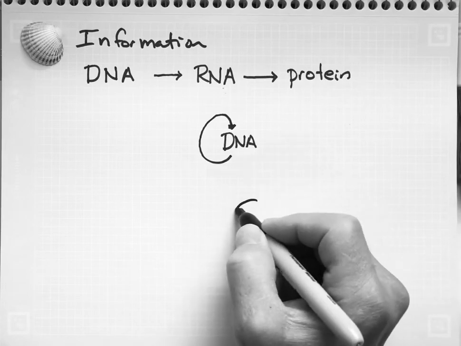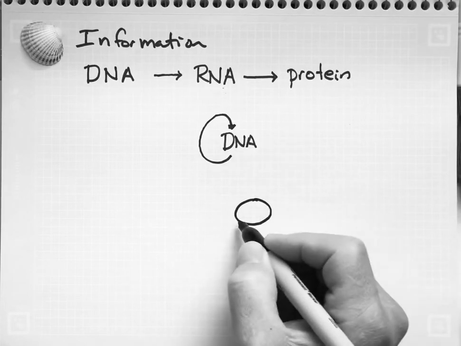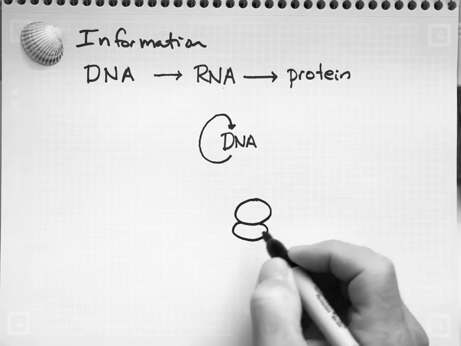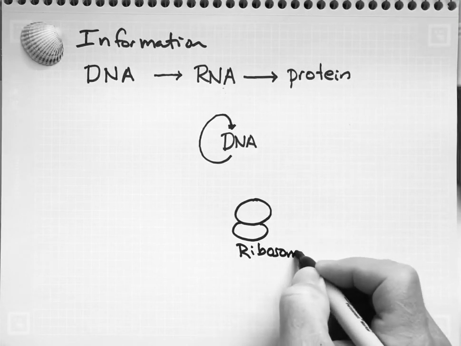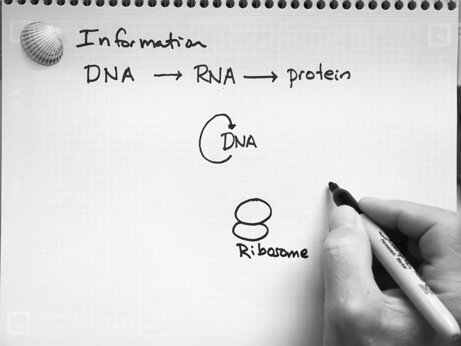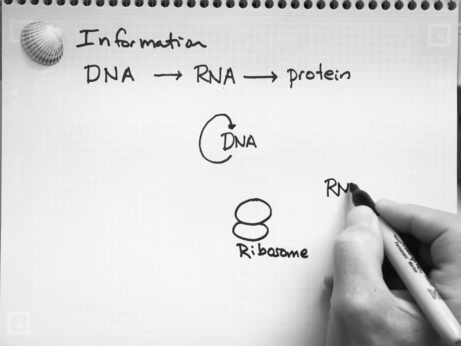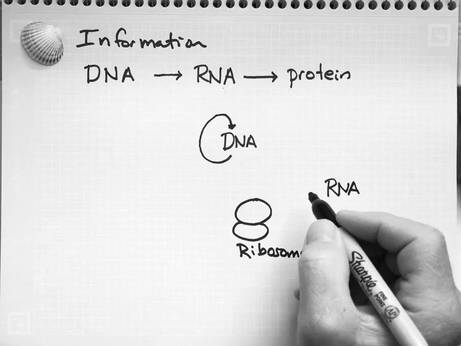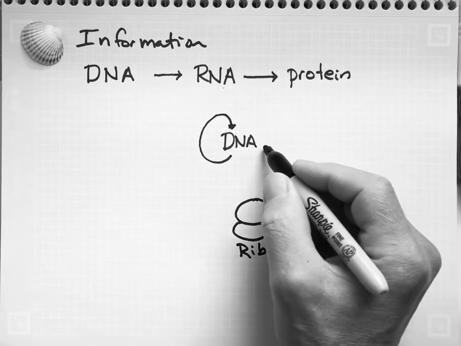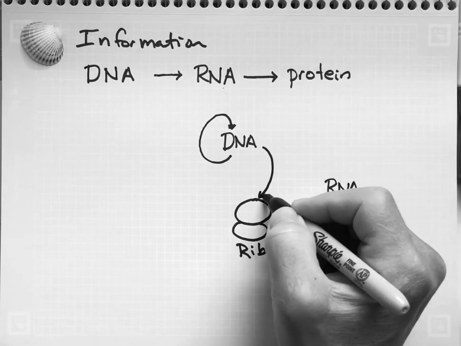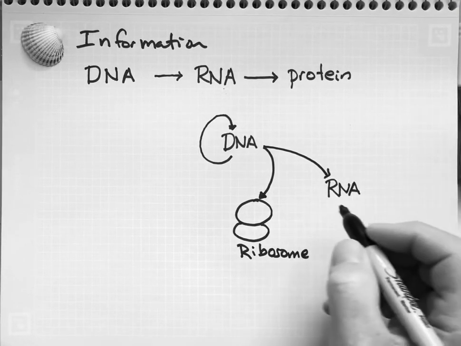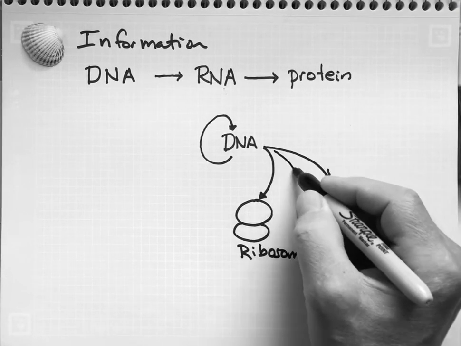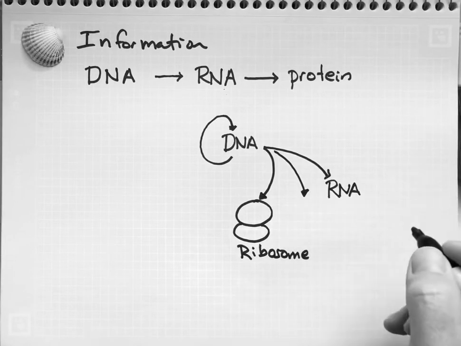And those proteins are made at the ribosome using RNA, but also constructed from RNA. So these arrows indicate we're going to make different types of RNA, at least 3 different kinds of RNA.